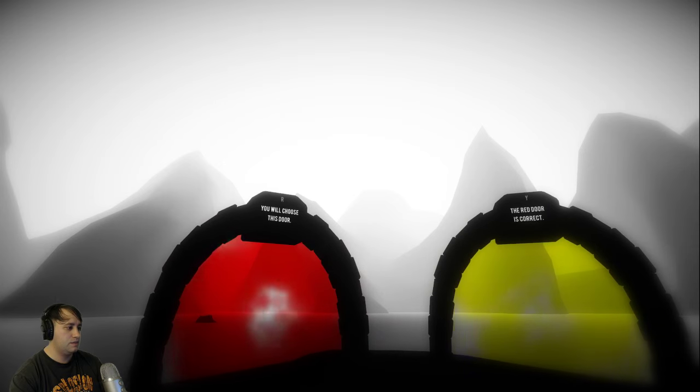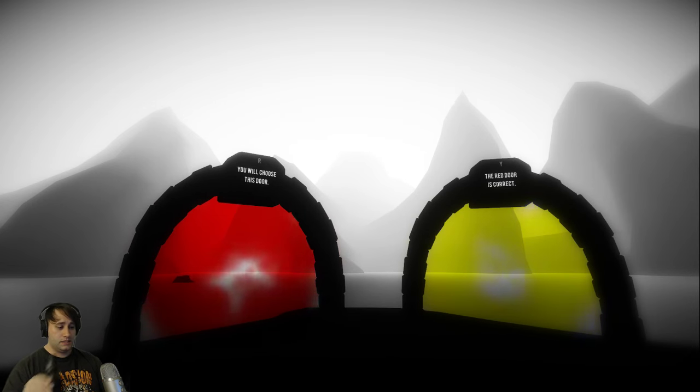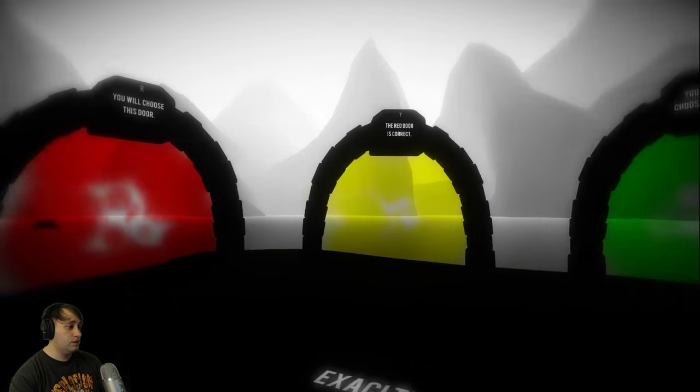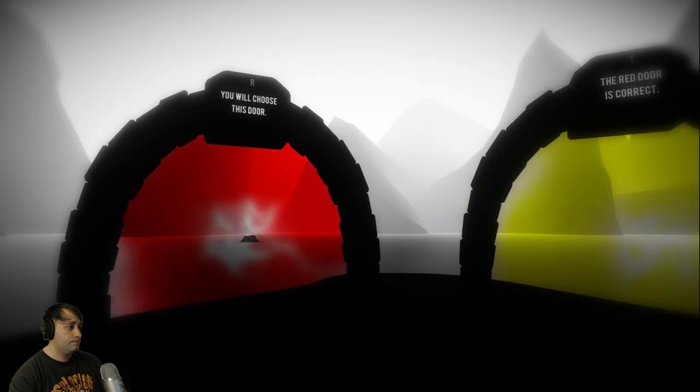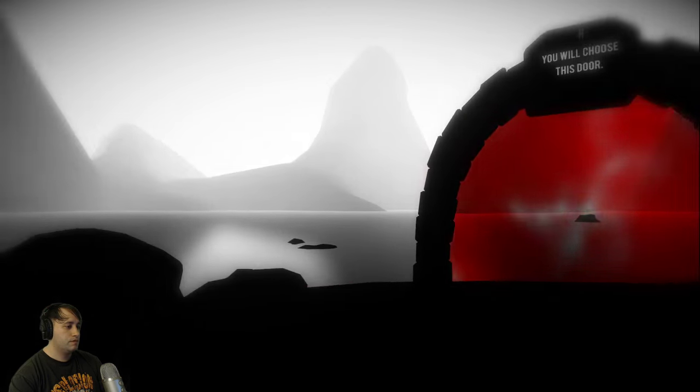Exactly one door is correct. One leads to bacon, the others lead to death. All right, so let's see. You will choose this door. The red door is correct.